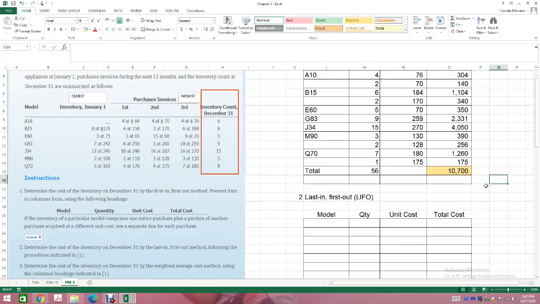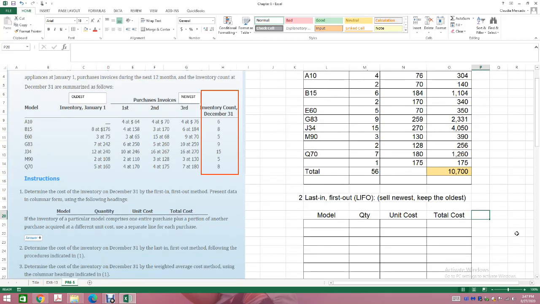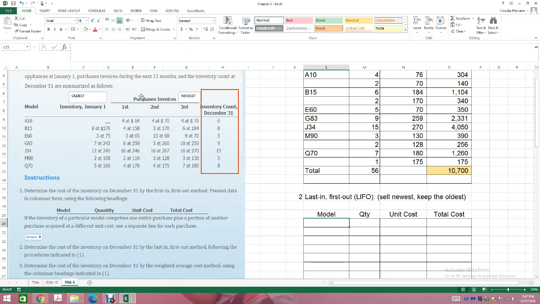Okay, we're going to do the same thing, but now we're going to use LIFO. LIFO stands for last in, first out. You're going to sell your newest and you're going to keep the oldest. So which one are we keeping in this scenario, guys? In the last in, first out, we are keeping our oldest units. So we're going to run through the same exercise, but now we're keeping our oldest. These are our oldest, and then these would be our second oldest, third oldest, and so on and so forth.